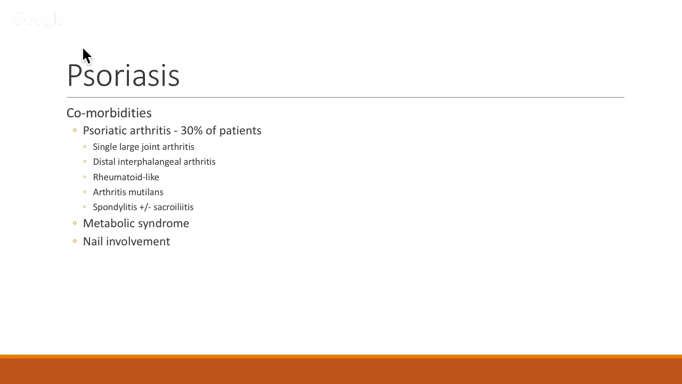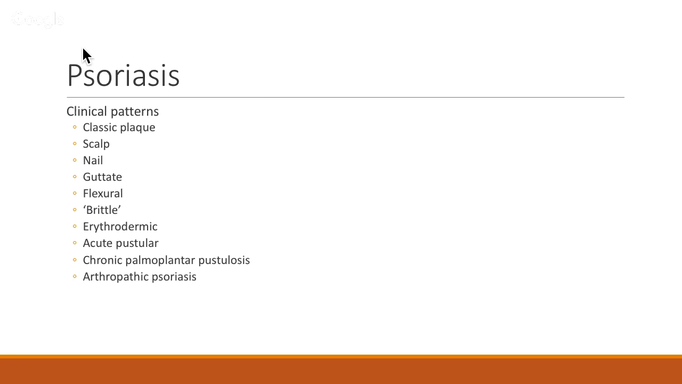Comorbidities. So psoriatic arthritis occurs in up to 30% of patients. There are five main forms: single large joint arthritis, distal interphalangeal arthritis, rheumatoid-like arthritis, arthritis mutilans, and also this spondylitis plus or minus sacroiliitis form. Metabolic syndrome is an important association with psoriasis, and psoriasis confers a 2 to 3 times risk of cardiovascular disease because it's an underlying chronic inflammatory disorder. So you've got that underlying inflammation consistently there. Nail involvement as well, so onycholysis, ridging, and pitting.